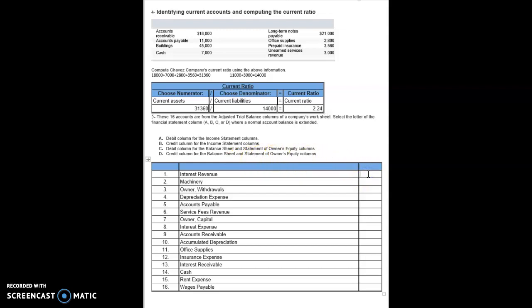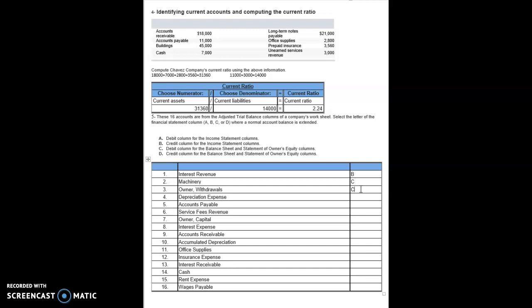All right, interest revenue. It's a revenue account, so we're going to find it on the income statement, and it has a credit balance, so that would be option B. Our next one is machinery. Machinery is an asset. Assets are going to be on the balance sheet on the debit side. Owner withdrawal, that is going to be on the statement of owner's equity, and owner withdrawal has a debit balance, so that's going to be letter C.